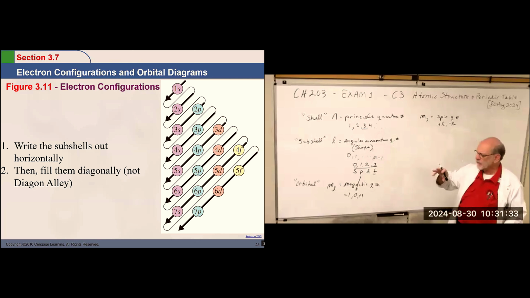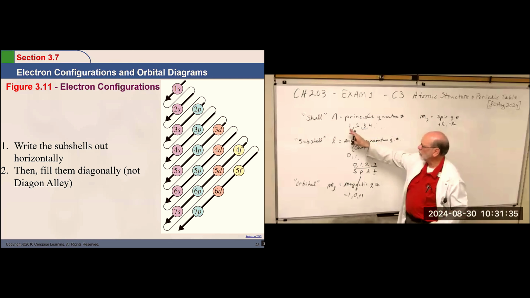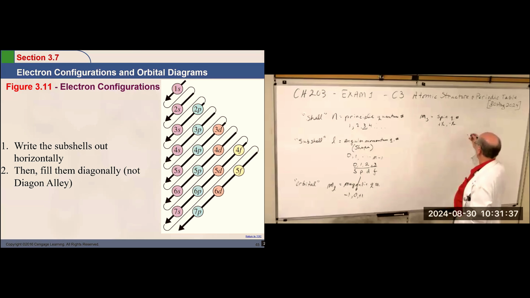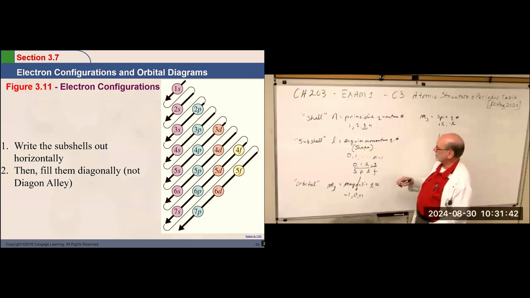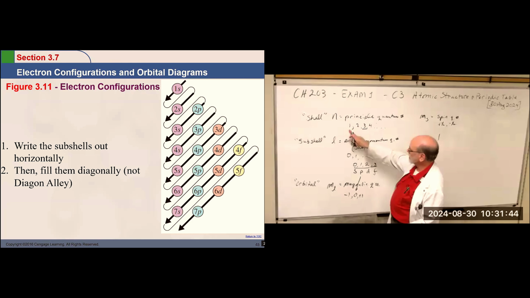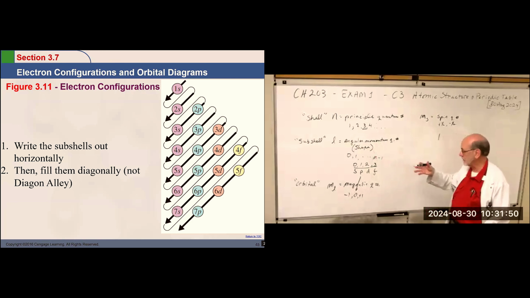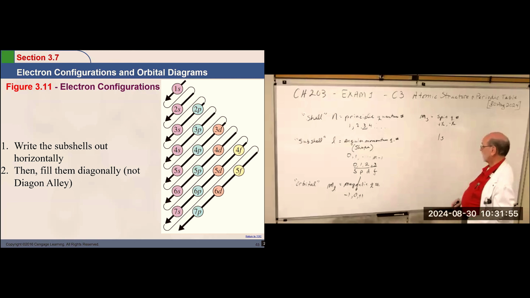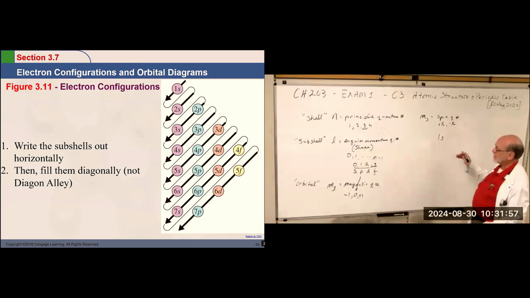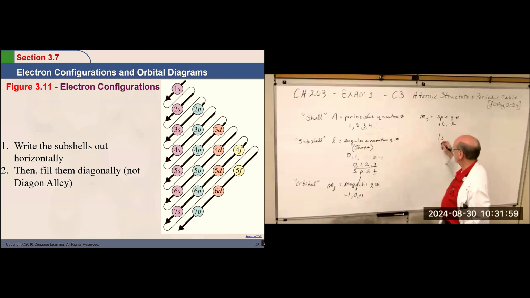well, first of all, if we have a principal number 1, how many subshells can it have? Well, you have to start with 0, and you go up to n-1. So n-1 is 0. 0 is all you can have. That's it. You can have 1s. That's it. Right? Then you can go to 2.